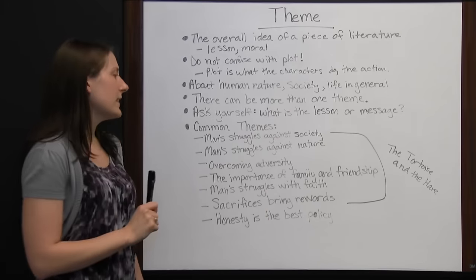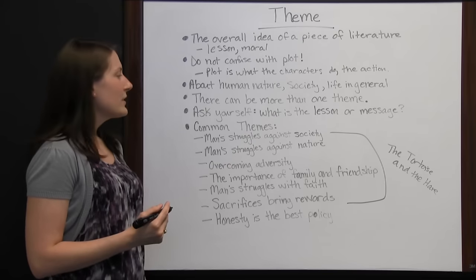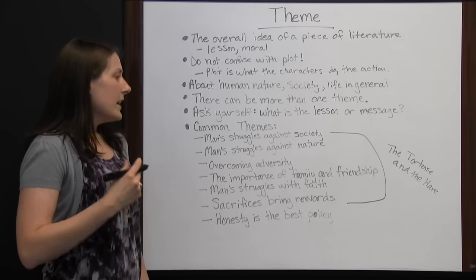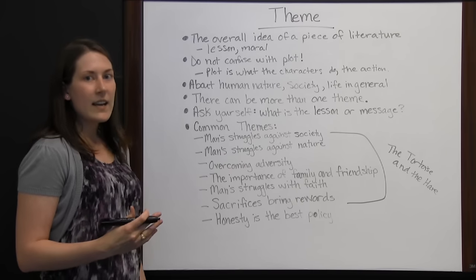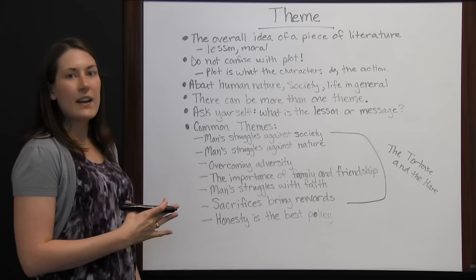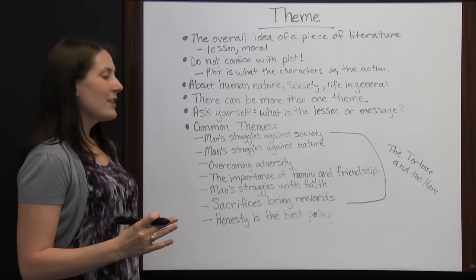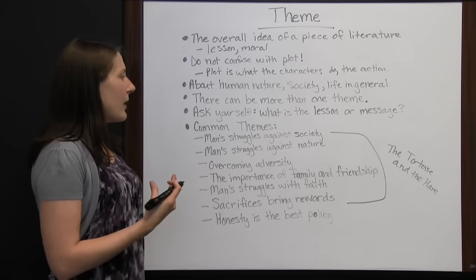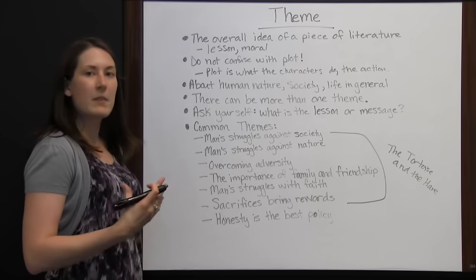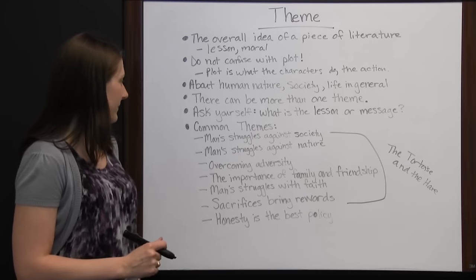So, man struggles against society. You've got this tortoise who feels like he's going to keep going and he's going to try to win the race. But all of society is against him and saying, oh, that hare has got you beat. He's way faster than you. I don't know why you think you're fast enough to beat him. So I'm sure that tortoise was struggling against society's views of him.